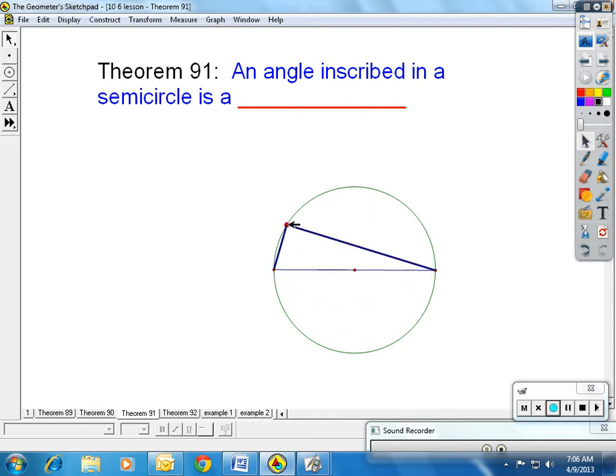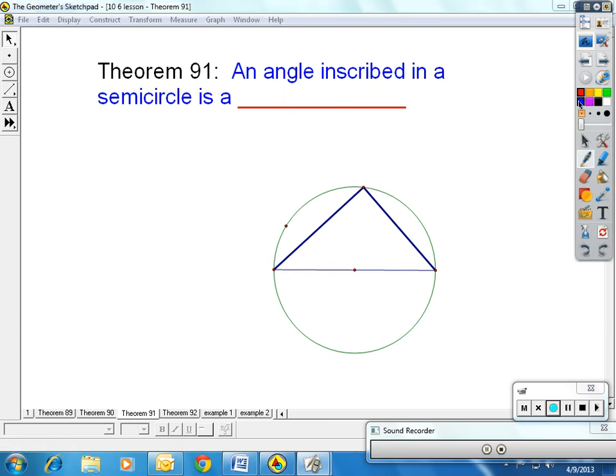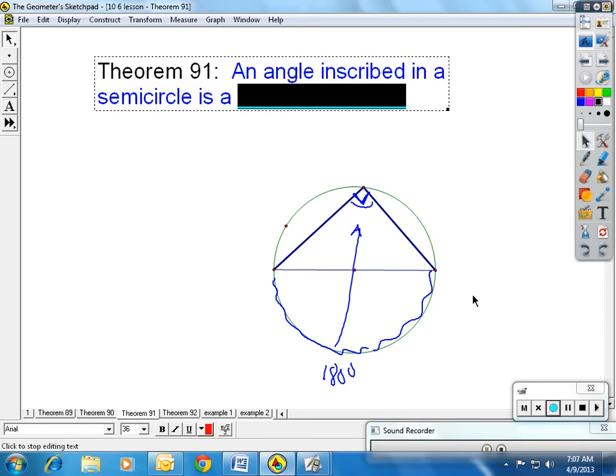What can I say about the angle that has been constructed? I'll give you a couple of seconds to think about that. What does that angle measure? Again, go back to your rules from last night. What does this arc measure? Well, a semicircle always measures 180 degrees, so that must be 90 degrees. That must be a 90-degree angle. In fact, we get a right triangle every time we inscribe it within a semicircle. So we'll record that here. An angle inscribed in a semicircle is a right angle.